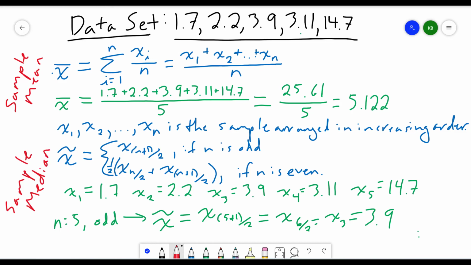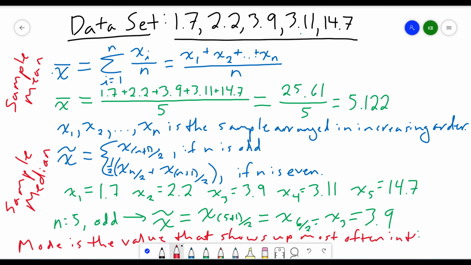All right, so the other option here is to have a mode. That's the final thing. All right, so the mode is the value that shows up most often in the sample.